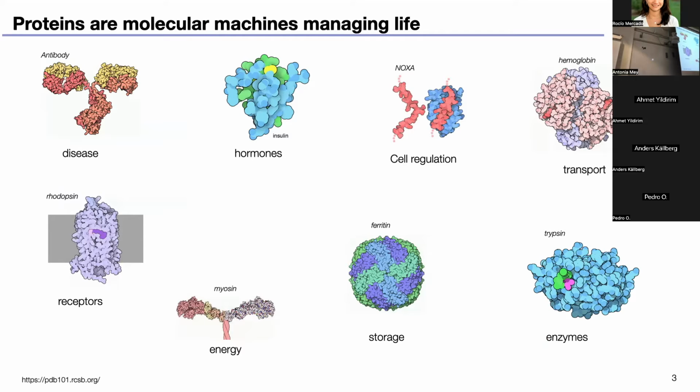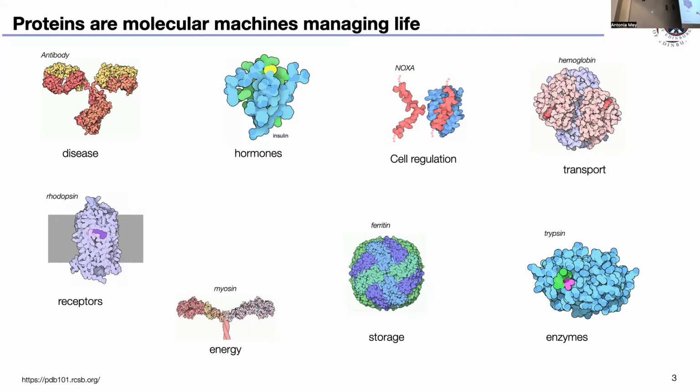Proteins are really the machines that manage life. They're involved in all molecular processes in our body, in plants, everywhere, really. They take different shapes, they move in different ways, and are designed for specific tasks. I'm just going to point out a couple here. Antibodies are there to help recognize disease. Enzymes such as trypsin help in your digestive tract. So they're literally everywhere.